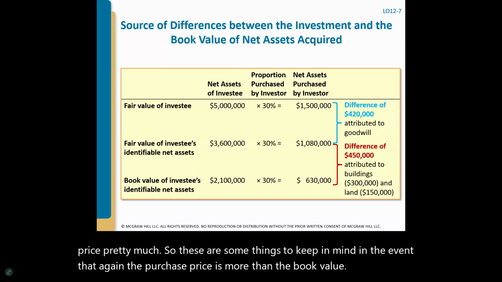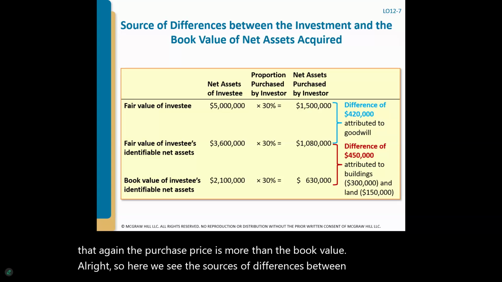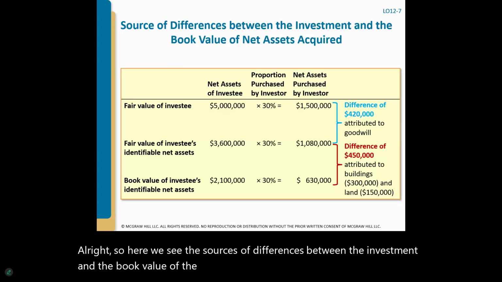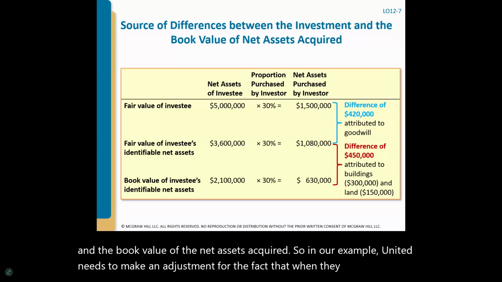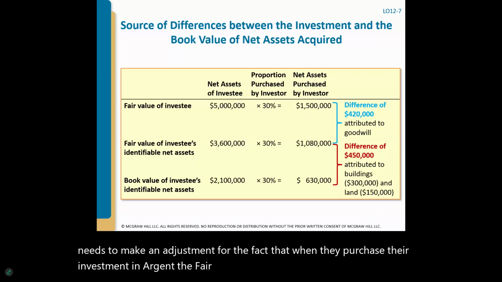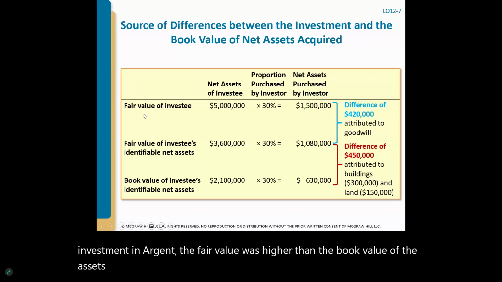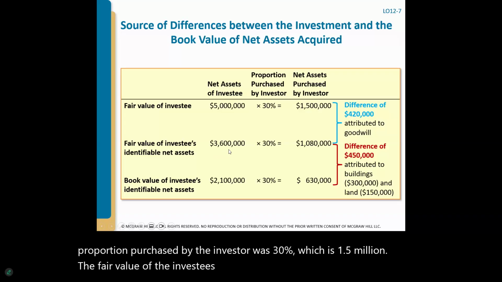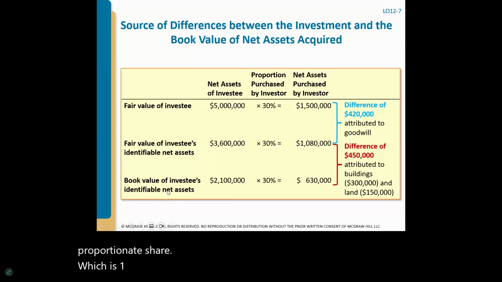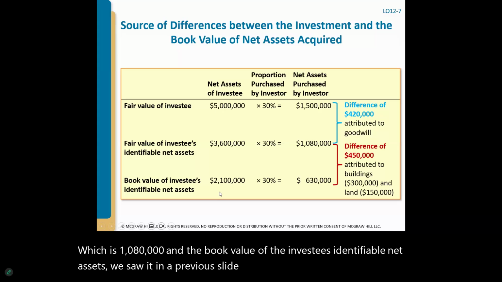All right, so here we see the sources of differences between the investment and the book value of the net assets acquired. In our example, United needs to make an adjustment for the fact that when they purchased their investment in Argent, the fair value was higher than the book value of the assets. Here we see the fair value of the investee was 5 million. The proportion purchased by the investor was 30%, which is 1.5 million. The fair value of the investee's identifiable net assets was 3.6 million, multiplied by the proportionate share, which is 1,080,000, and the book value of the investee's identifiable net assets, we saw in a previous slide, was 2.1 million, right?